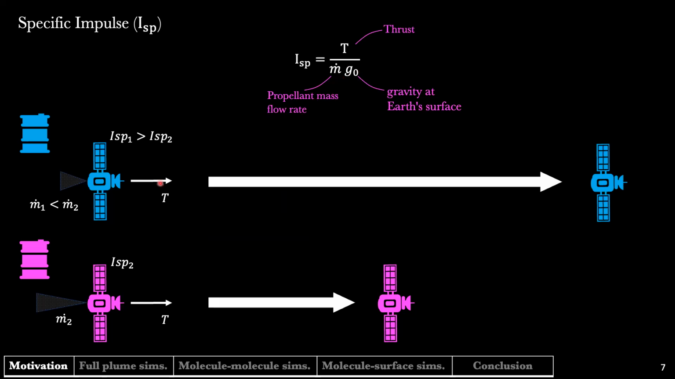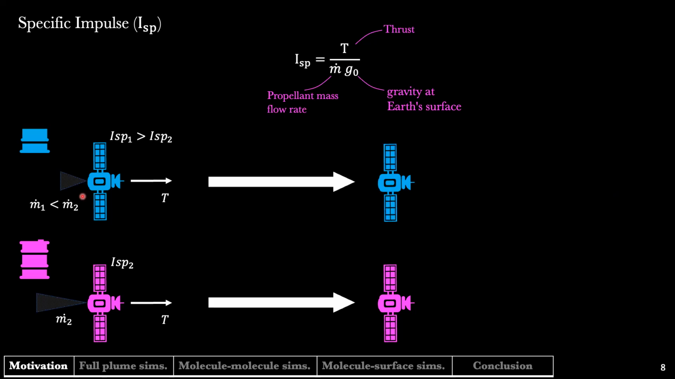For example, if we have two identical spacecraft with the same thrust but a different specific impulse, if this blue spacecraft has a higher specific impulse than the pink one, then the blue one will be able to operate over a longer period of time because it consumes less propellant mass flow rate. Similarly, for a smaller amount of fuel, it will be able to operate over the same amount of time.